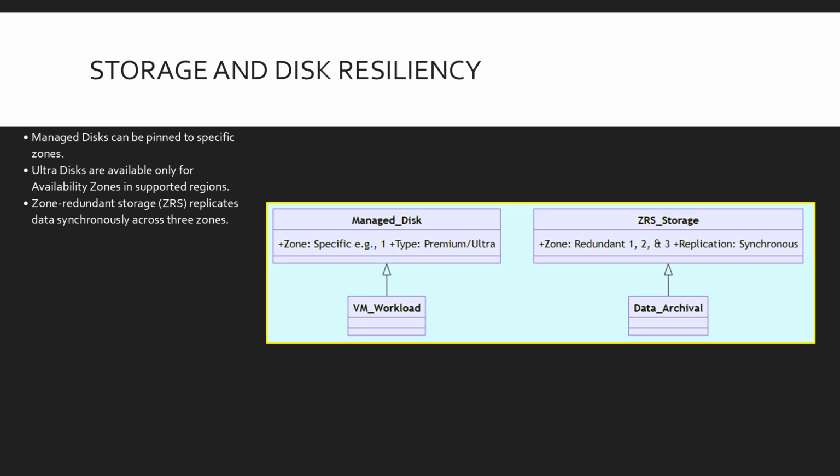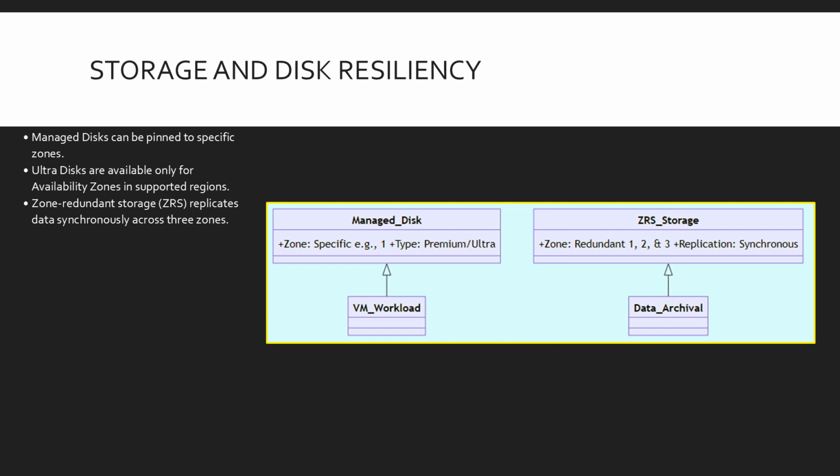Storage strategies must also align with your zone architecture. For infrastructure as a service, managed disks are zonal resources, meaning they are created in a specific zone. Interestingly, high-performance capabilities like ultra-disk compatibility are often available only for availability zones in specific regions. For broader data protection, you can utilize zone-redundant storage, or ZRS. This service synchronously replicates your data across 3 availability zones in the region, ensuring that your data remains durable and accessible even during a zonal outage.